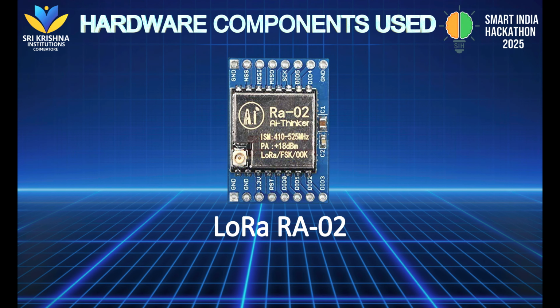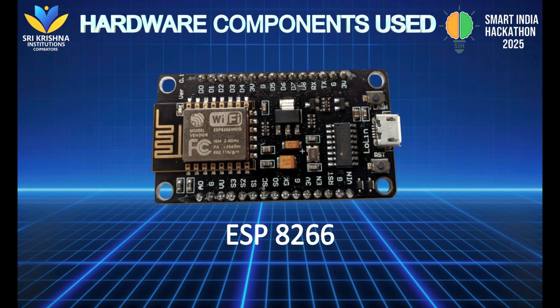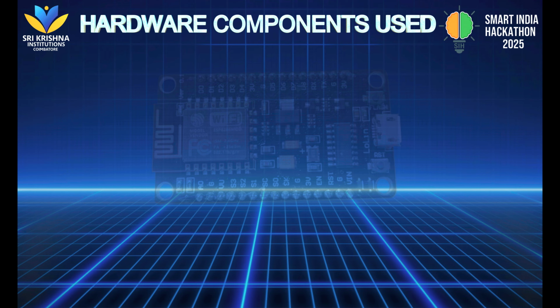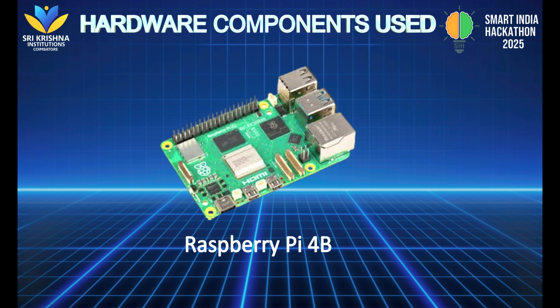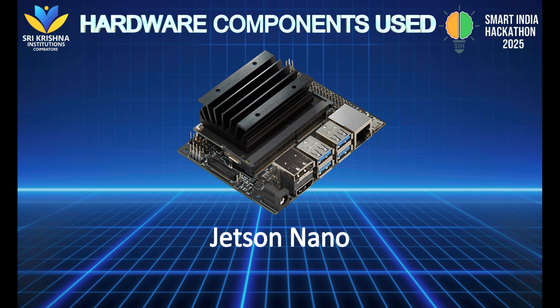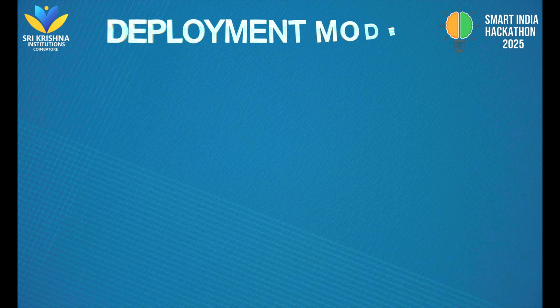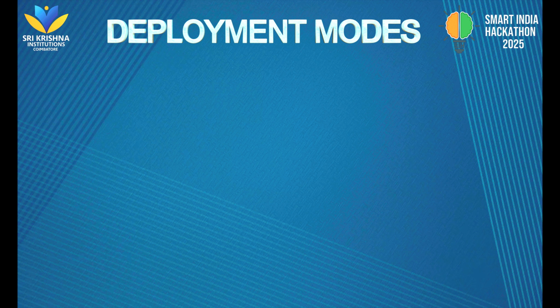LoRa RA02 module for local data transmission, ESP8266 microcontroller for online data transmission, Raspberry Pi 4B for offline data processing, and we are also using Jetson Nano for prototype testing purposes. Along with this, to cater to a large community of people, TevrON offers 3 deployment modes.